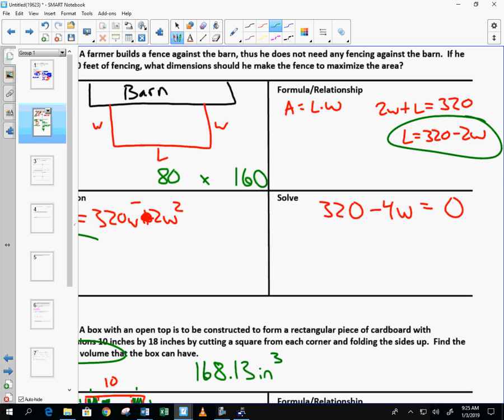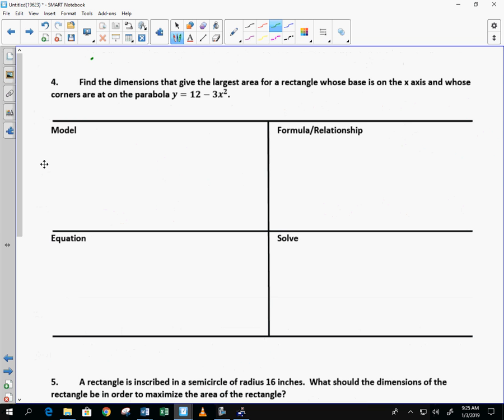Thank you for asking it. Flip it over. Find the dimensions that give the largest area for a rectangle whose base is on the x-axis and whose corners are, sorry, on the parabola y equals 12 minus 3x squared. I think I've done enough work. You guys take me through this one.